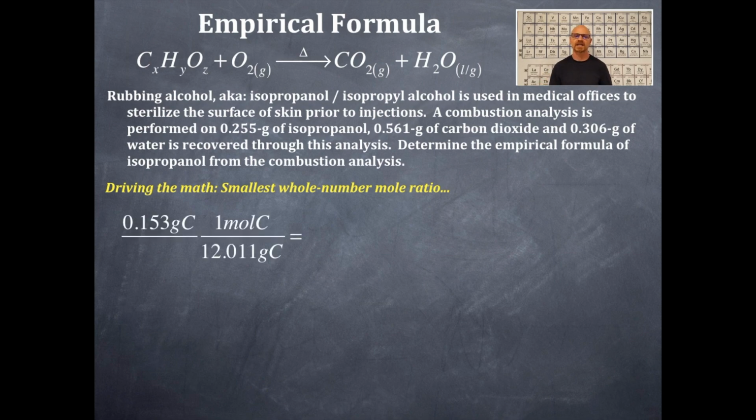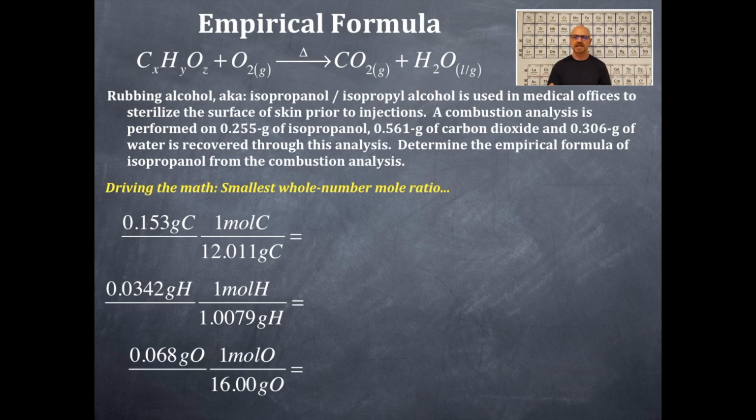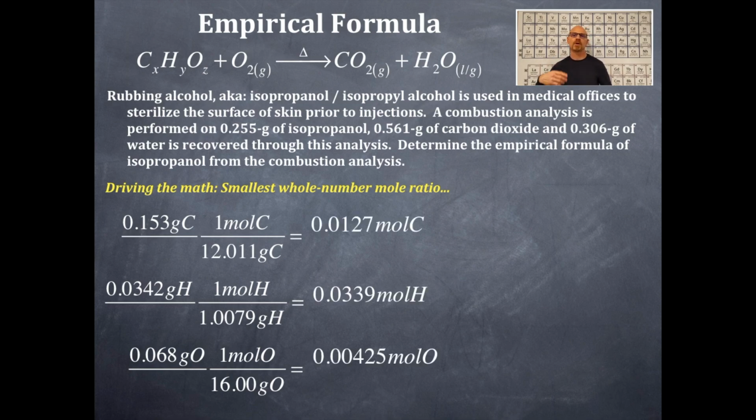And that is right here, and here, and here. So notice that none of these are diatomics, these are all elements. That gets me these three values. So moles of carbon, moles of hydrogen, moles of oxygen, okay? And now what I'm going to do is look at all these numbers here in moles. That's 0.0127 moles of carbon, 0.0339 moles of hydrogen, and 0.00425 moles of oxygen.